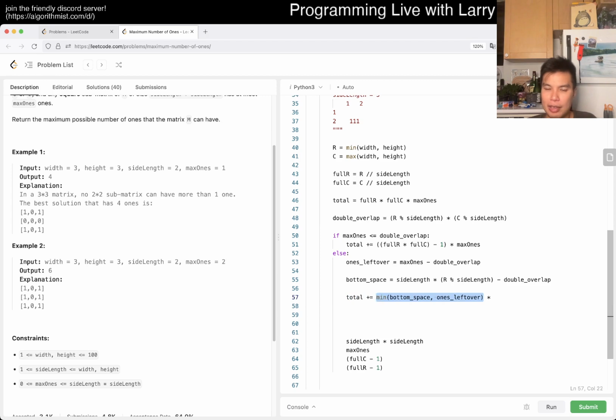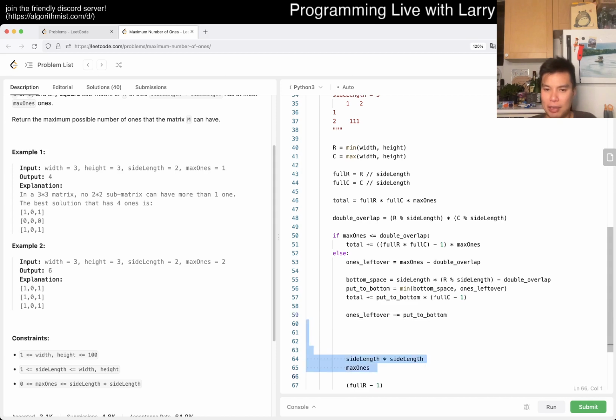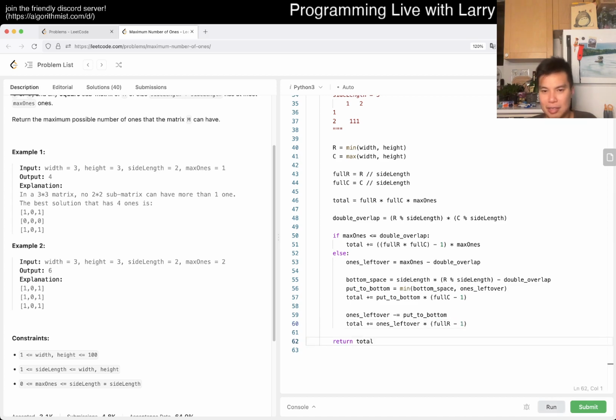Okay, so here maybe I'll write put to bottom. Let's go to this, and then now put to bottom times that's the number of full things. So put that, and then now we can do one left over. We subtract put to bottom, and then the rest we just put on the column because we know that by constraint it cannot go over. And that's it. Don't know if this is right.